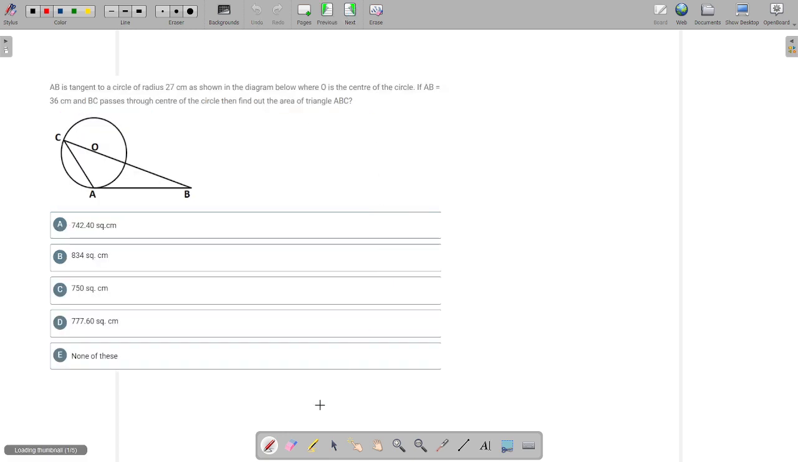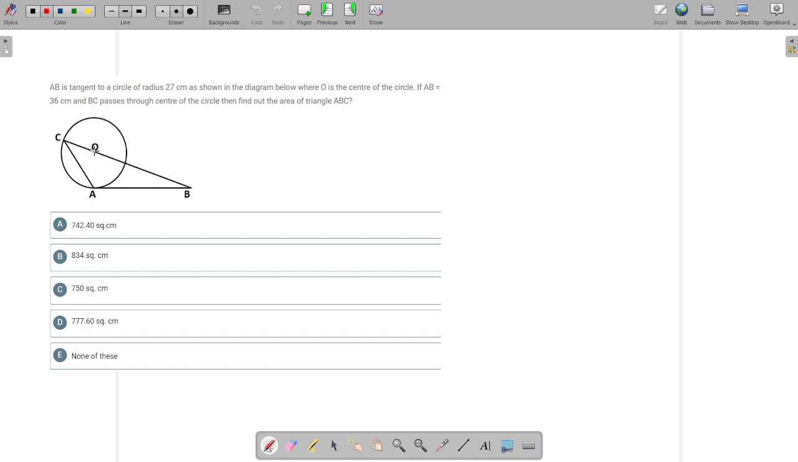Next one, a good one. You can again pause the video and give it a try. AB is a tangent to a circle of radius 27 centimeter as shown in the diagram below. O is the center of the circle. If AB equals 36, BC passes through center of the circle, then find out the area.